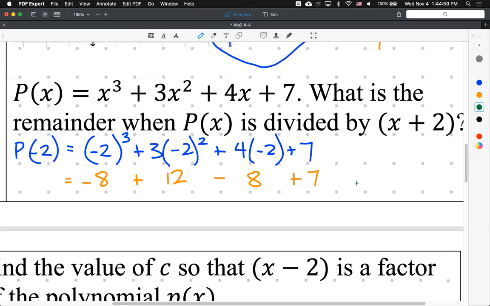What have we got? Jade? 12 plus 7 is 19 minus 16. Yep. So 19 minus 16. You added up all the positives, added up all the negatives. All the positives add up to 19. All the negatives are 16. 3. So the remainder is 3.